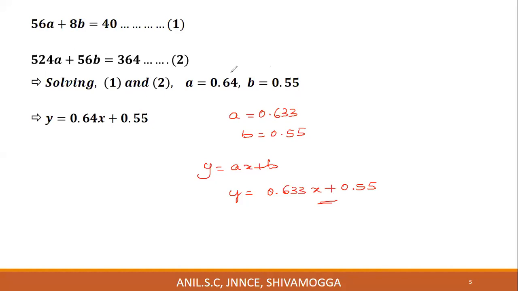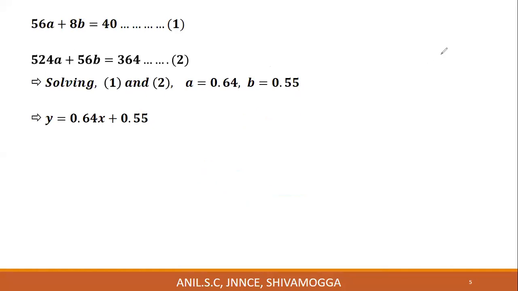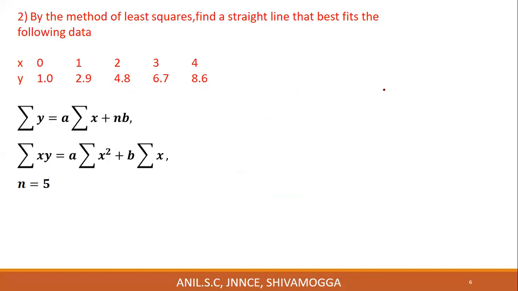Yes, sir. Next, we take one more similar problem. By the method of least squares, find a straight line that best fits the following data. When x is equal to 0, y is 1.0, that is 1. When x is equal to 1, 2.9, 2, 4.9, 4.8, 3, 6.7, 4, 8.6.